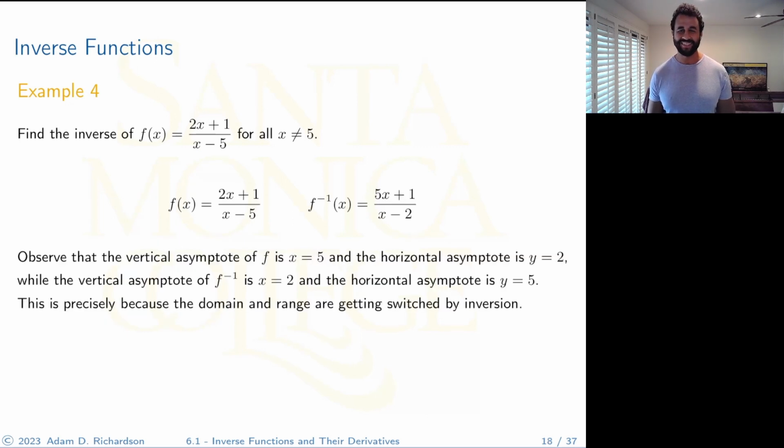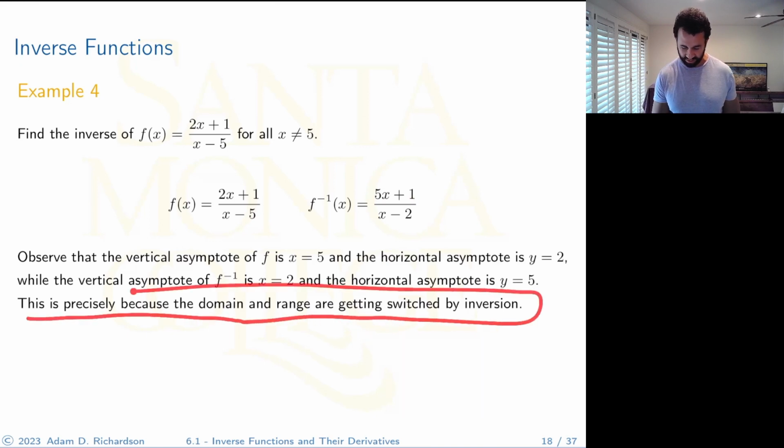So some cool things to take note of are these. For one, notice that the vertical asymptote of f is x equals 5. There's a vertical asymptote at x equals 5. And the horizontal asymptote is 2. So there's a horizontal asymptote of f that's equal to 2, right at where y equals 2, right? But now look at f inverse. In f inverse, those two things have been switched. So the vertical asymptote of f inverse is 2, and the horizontal asymptote is 5. And that's precisely because the domain and the range are getting switched by the inversion.